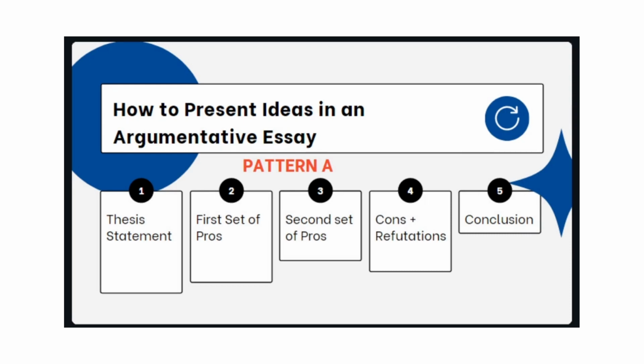In pattern A, the thesis statement about the issue is presented in the topic sentence. So that is number 1. It is followed by the first set of pros or supporting ideas relative to the thesis statement. Then, on number 3, the second set of pros or supporting ideas is also presented to further support and strengthen the claim regarding the thesis statement. It is followed by the presentation of the cons, or these are the counter-arguments and refutations. Lastly, on number 5, a conclusion that summarizes the ideas presented in the essay and highlights the benefits of the thesis statement is presented to the readers.